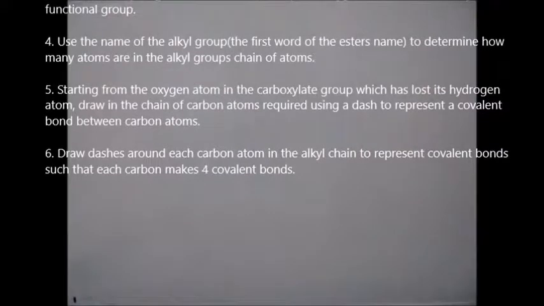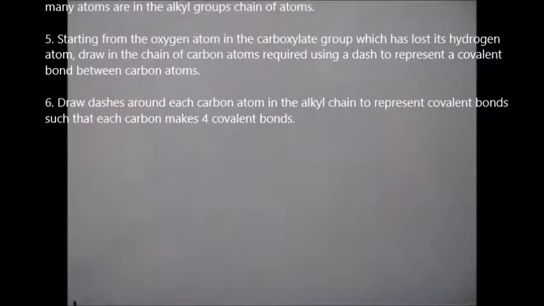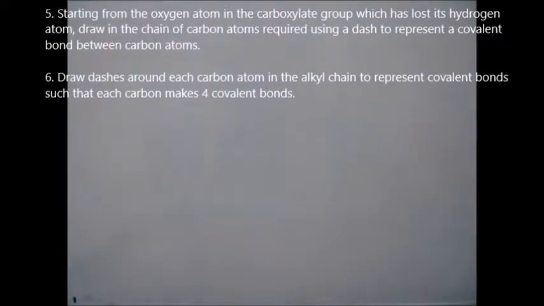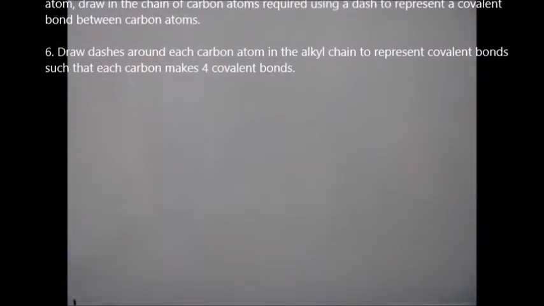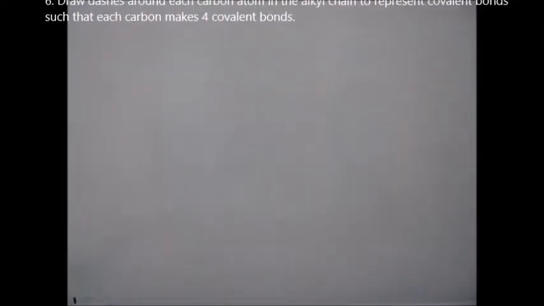Starting from the oxygen atom in the carboxylate group, which has lost its hydrogen atom, draw in the chain of carbon atoms required using a dash to represent a covalent bond between the carbon atoms. This is how to create a diagram for an ester.